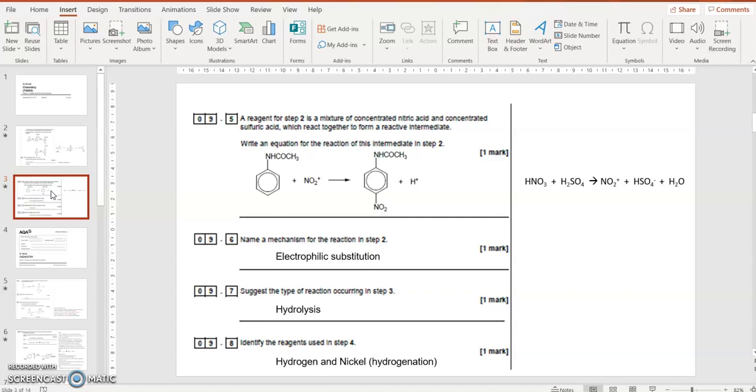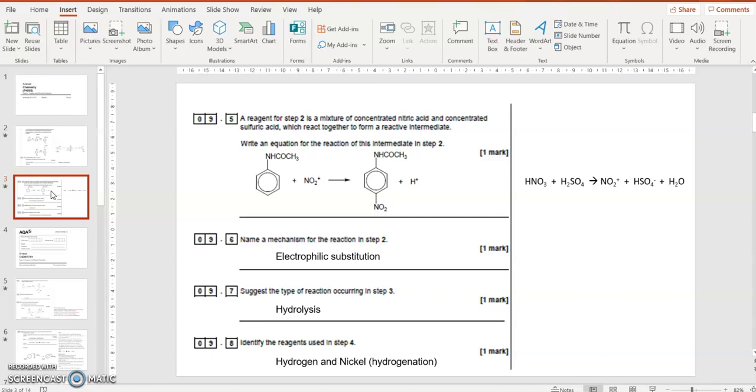Name the mechanism: electrophilic substitution. Why substitution, not addition? Because the NO2 has replaced an H on the ring. Why electrophilic? Because the main organic species, which is that benzene ring, is donating electrons to the NO2+, which is an electrophile, an electron lover. It's an electron acceptor from the benzene ring.